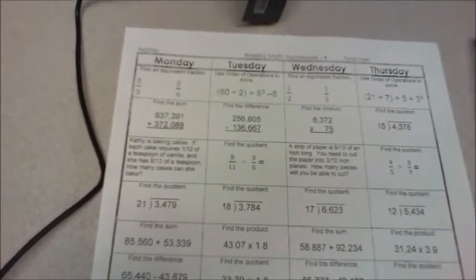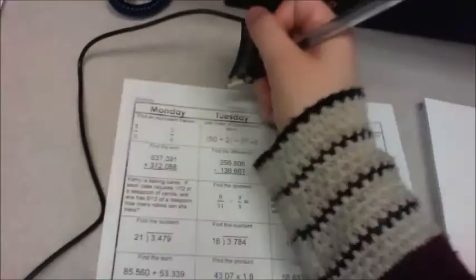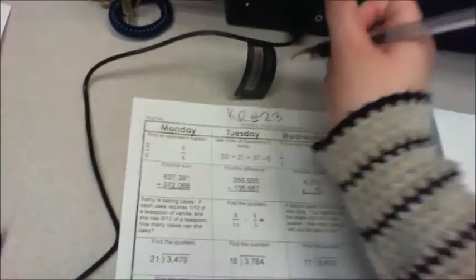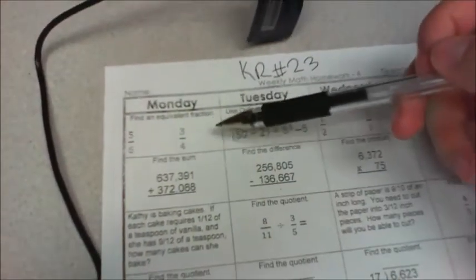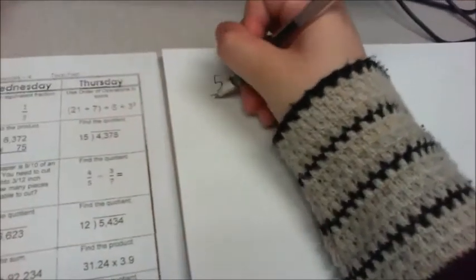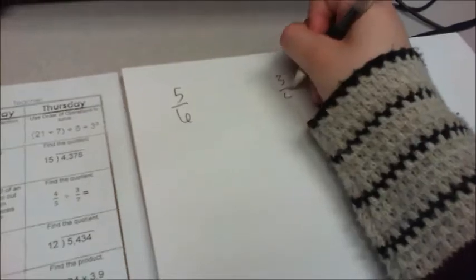Alright, we're going to start on Nightly Review 23. And the first one we're going to do is Monday. Write an equivalent fraction. So, we have 5/6 and we have 3/4.